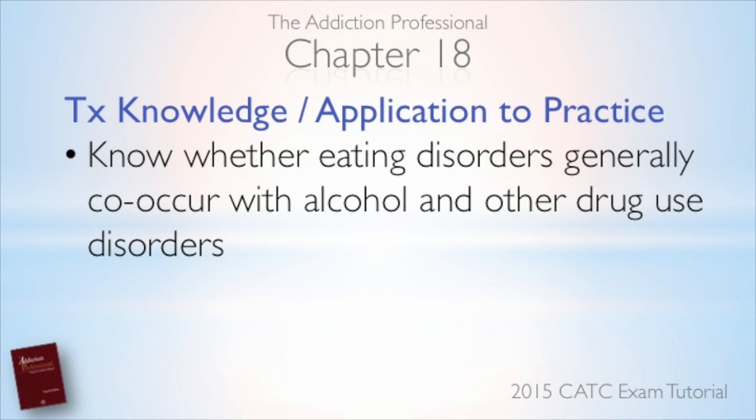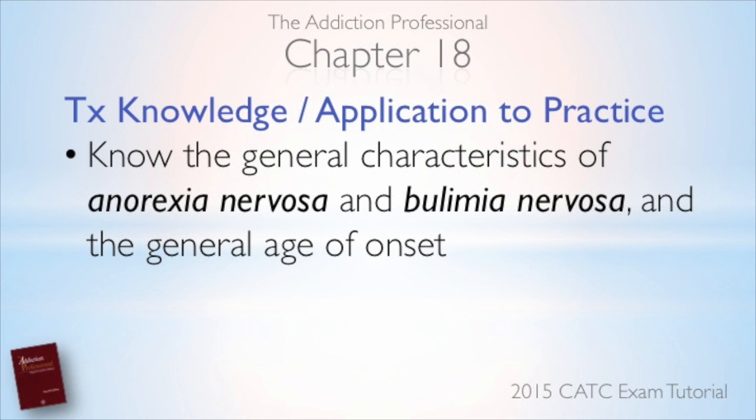In Chapter 18, know whether eating disorders generally co-occur with alcohol and other drug use disorders. Know the general characteristics of anorexia and bulimia, as well as the general age at onset. Know what the term comorbidity means and how it is used related to eating disorders. And know what common questions arise when treating co-occurring alcoholism and eating disorders. And know what is generally regarded as the first-line treatment of choice for eating disorders.